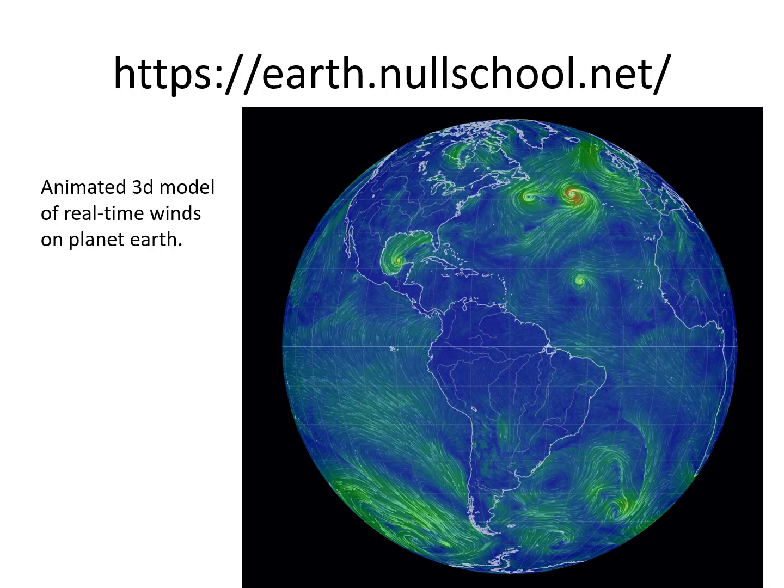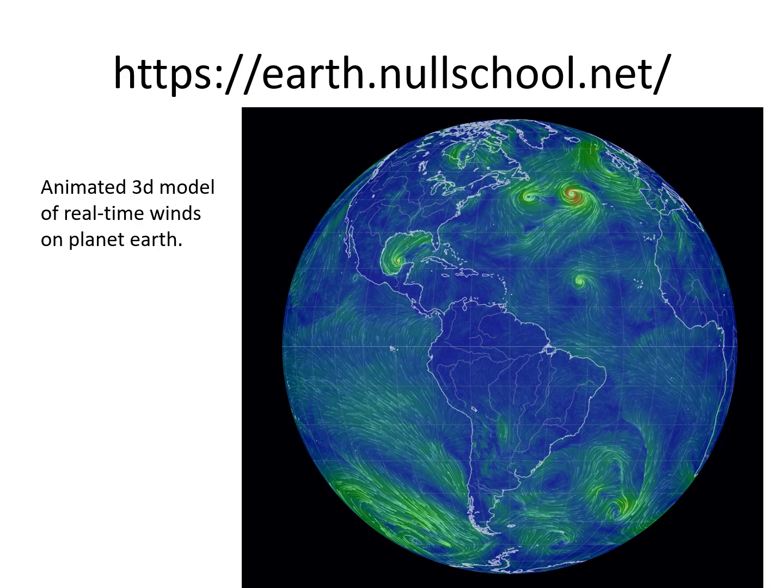One great way to see the real winds of Earth, because of course winds are usually invisible unless there's a lot of dust or leaves in the wind, is to look at real-time models of Earth's wind. And earth.nullschool.net is a sort of Google Earth type online tool where you can play with this animated model of Earth's winds and see for the present time which directions the winds are flowing in different parts of the world and how strong they are.